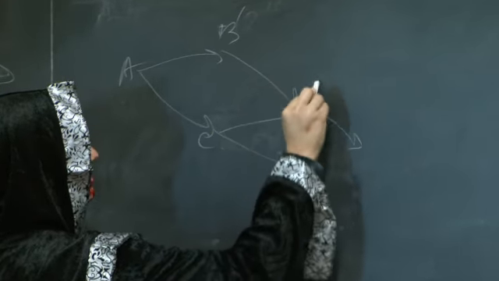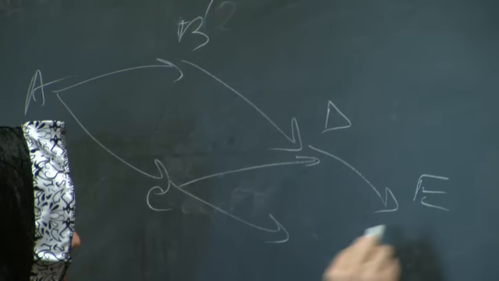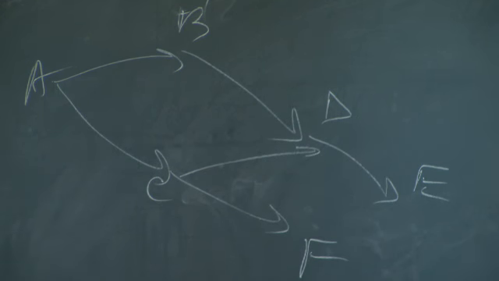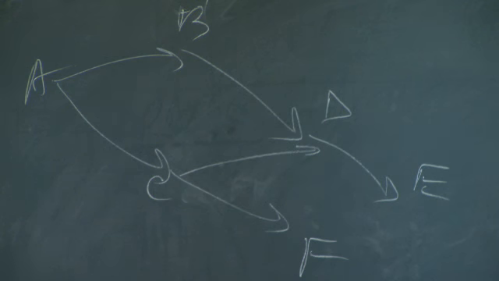A, B, C, D, E, F. What is the degree of A? Not quite. Sorry, that was a trick question. A doesn't have a degree. So if you have directed graphs, you don't have degrees. You have in degrees and out degrees.